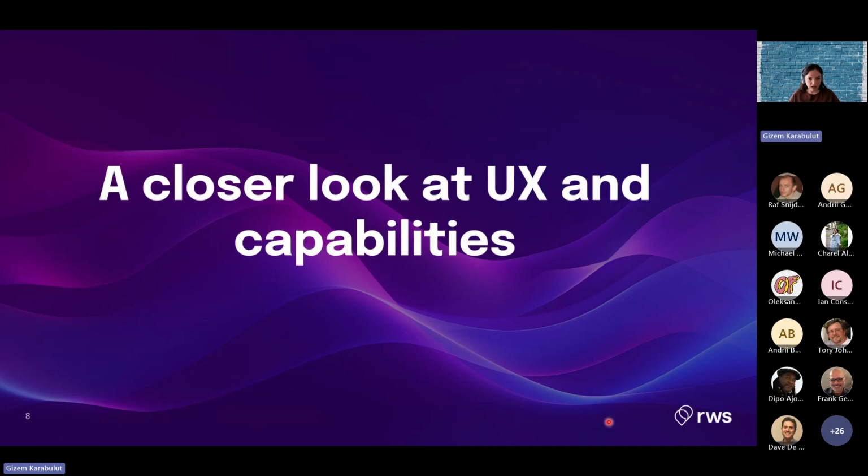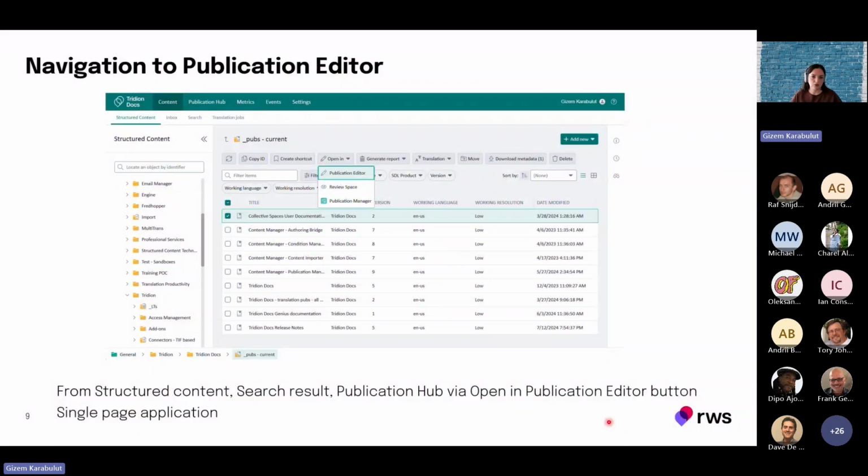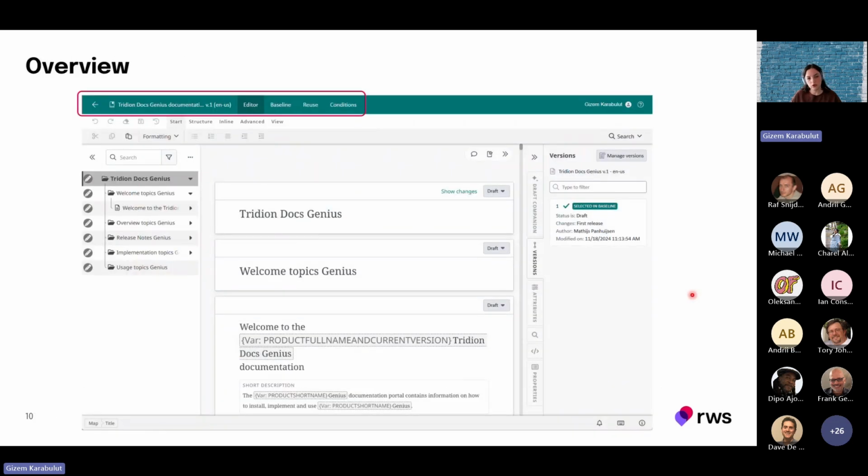Let's start having a closer look at the UX and the capabilities of it. I would like to start with the navigation. The publication editor option is added under the Open In action button. So it's another option next to the review space and publication manager. From the structured content, from the search result, or from the publication hub, simply wherever a publication is listed, the publication editor can be opened. When the user clicks that, since it's a single page application, the user will go to the publication editor mode for the selected publication version and language.